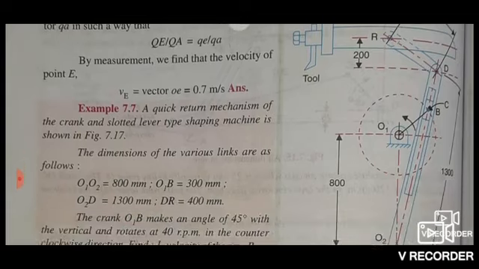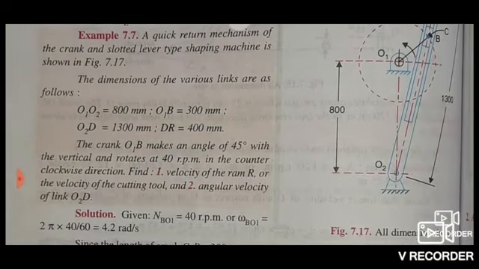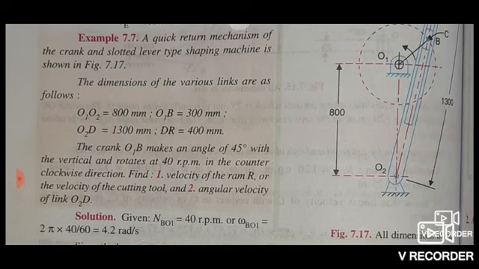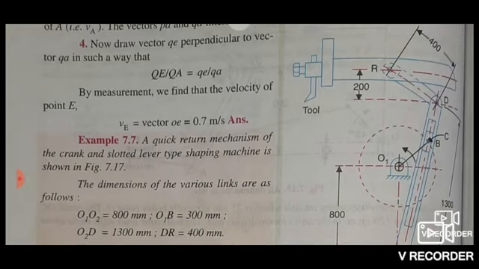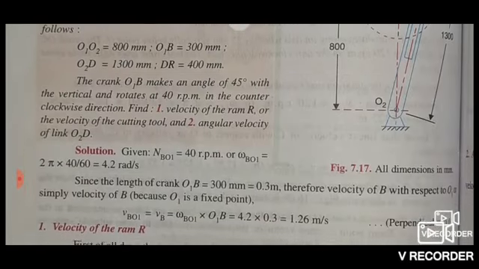DR is 400 mm. The crank O1B makes an angle of 45 degrees with the vertical and rotates at 40 rpm in the counterclockwise direction. Find, first, the velocity of ram R or velocity of the cutting tool, and second, the angular velocity of link O2D. These two things we have to calculate.